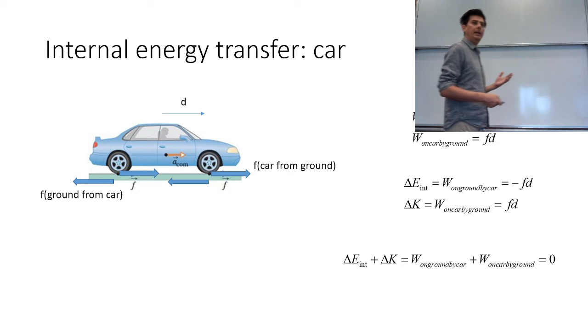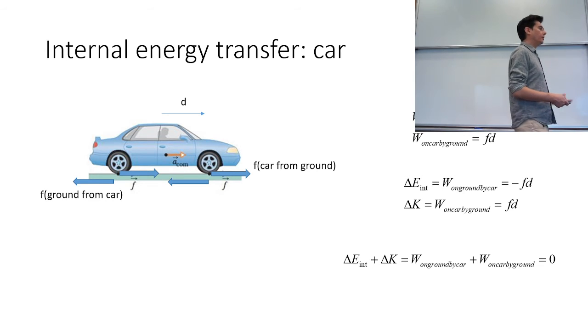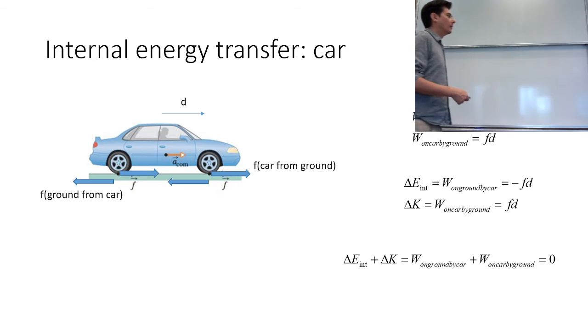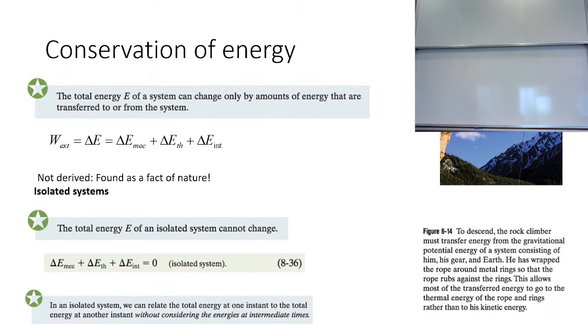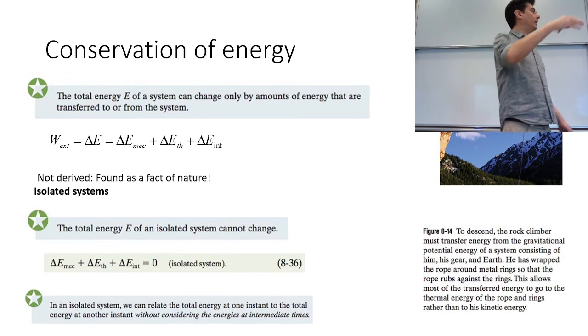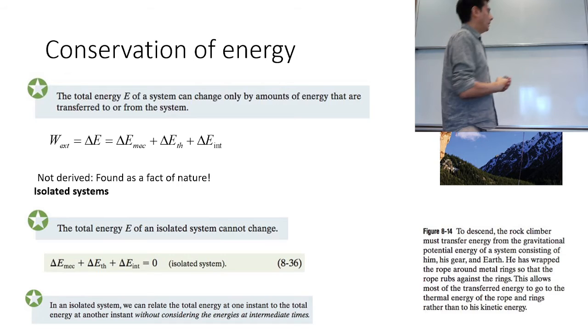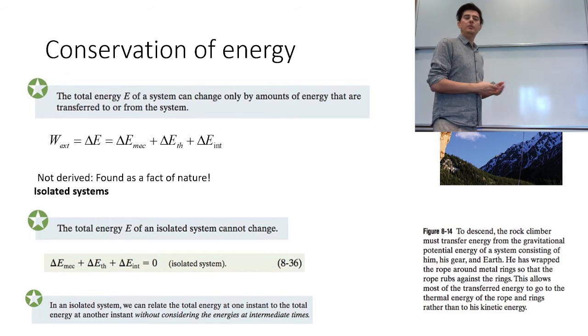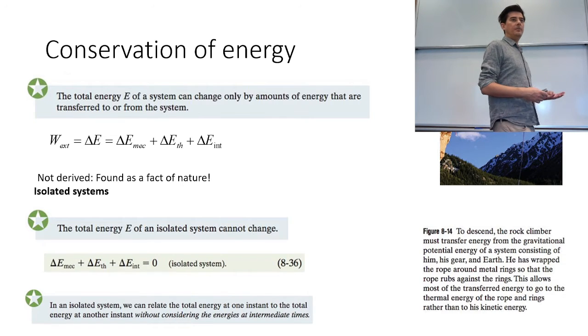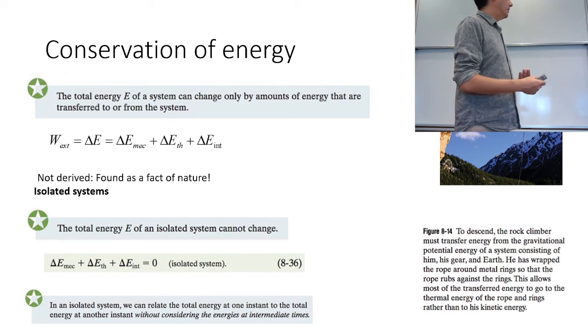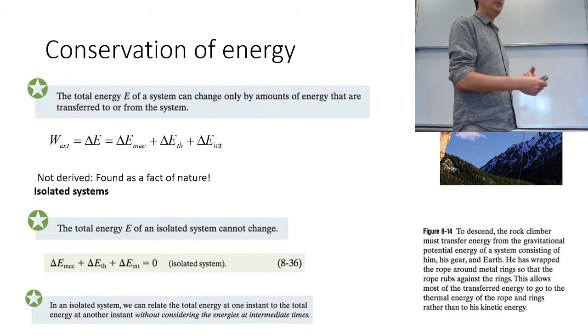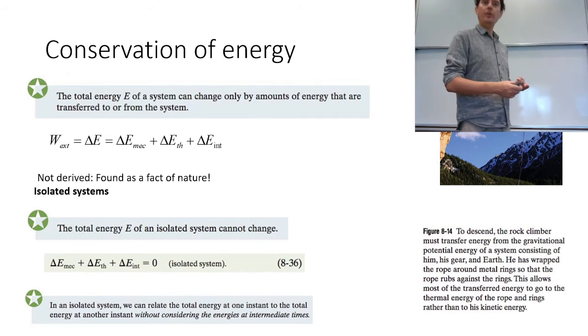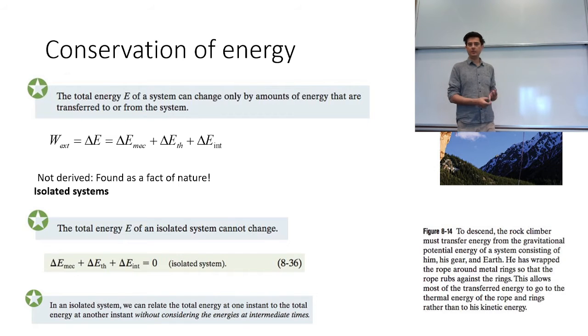It's basically the same example as the girl on the ice skate. Okay, so we can combine all these different types of energy. Basically we've introduced 4 different types of energy here. We've got kinetic energy, potential energy, thermal energy, and now we just introduced internal energy.